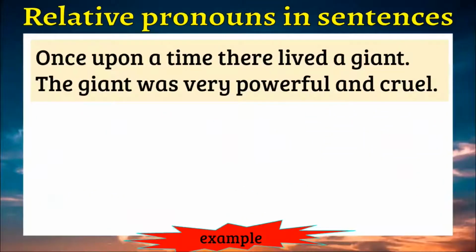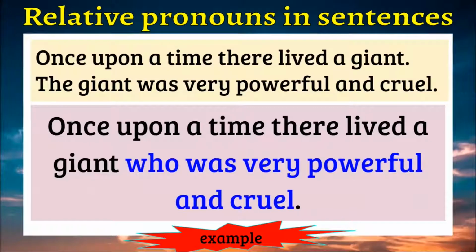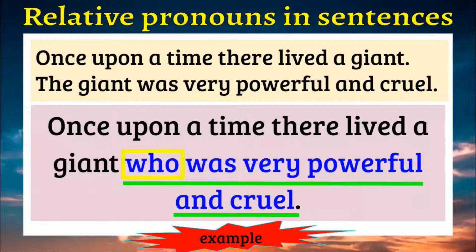For example, here are two sentences. Once upon a time, there lived a giant. The giant was very powerful and cruel. The sentences can be rewritten as, once upon a time, there lived a giant who was very powerful and cruel. The relative pronoun is who. The relative clause is who was very powerful and cruel.